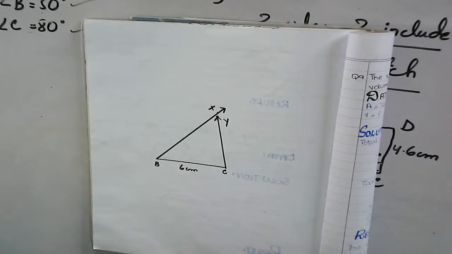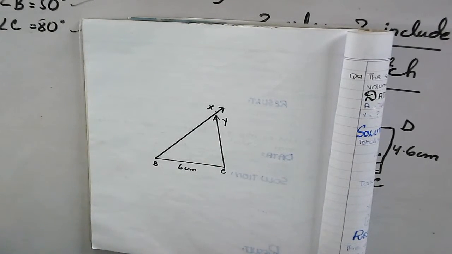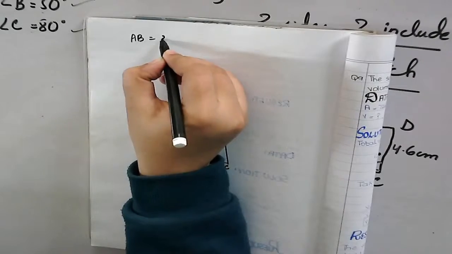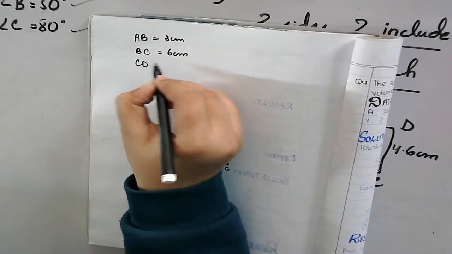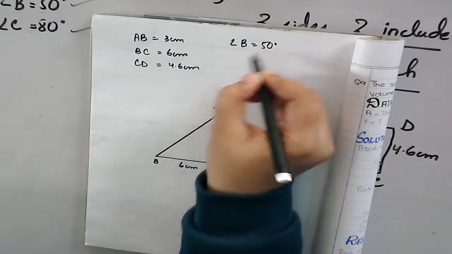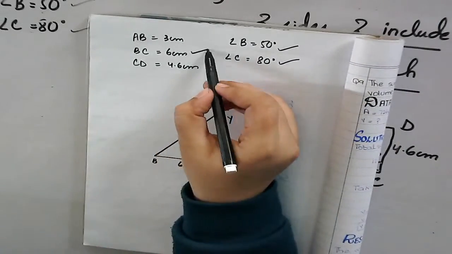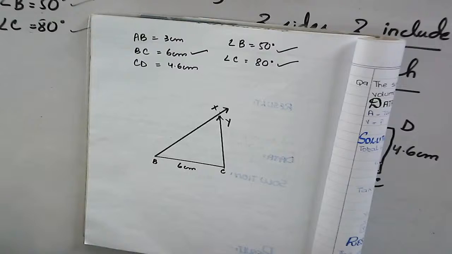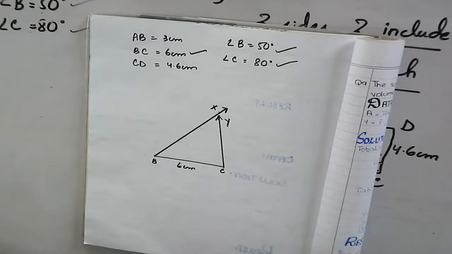You have to mark an arc from point B. From point B you have to mark AB, and from point C the measurements are AB equal to 3 centimeter, BC equal to 6 centimeter, CD equal to 4.6 centimeter. Angle B is equal to 50 degree, angle C is equal to 80 degree. So we have drawn the angles, we have drawn the baseline. Now move towards AB and CD. From point C you have to mark D, and from point B you have to mark A.